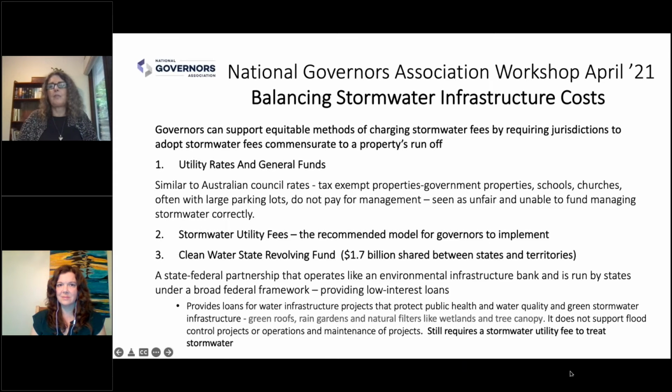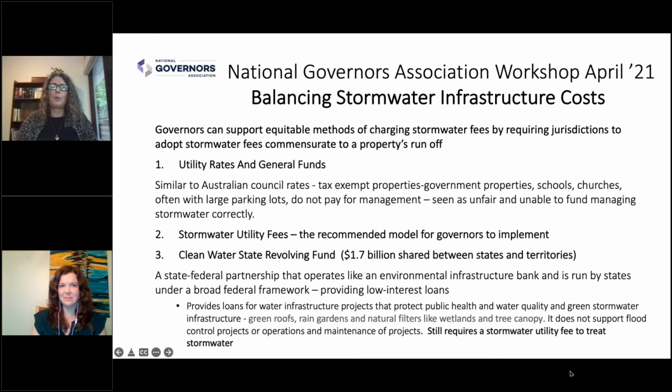And last year there was a National Governors Association workshop in April 21, and they really looked at what was going on with stormwater. And like most municipalities, they use utility rates and general funds, and it's exactly the same as over here in Australia. And they can see that that is unfair and unable to manage stormwater correctly. So they're going to be recommending models for governors to implement, and the governors can actually make this happen, that they're going to go to their jurisdictions and say, this needs to happen.